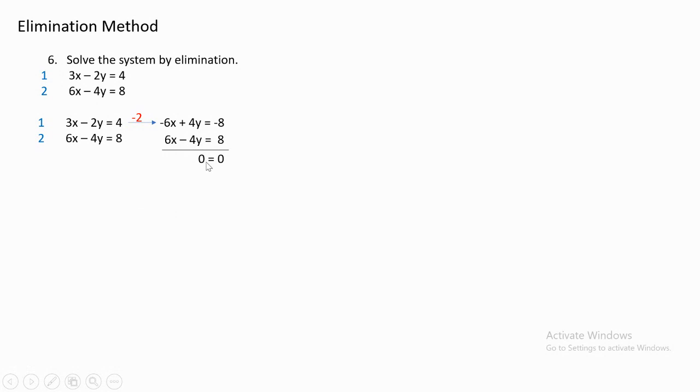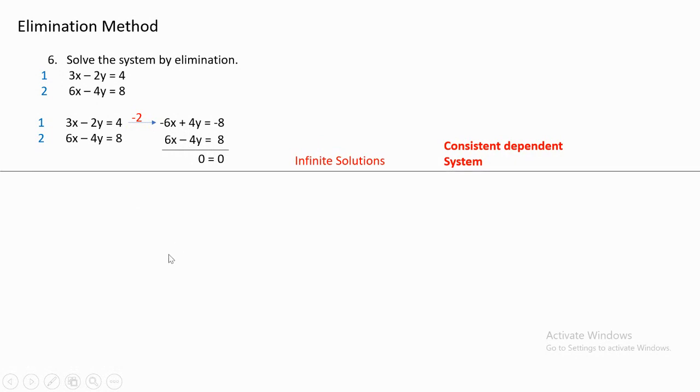Remember this one, guys? It was infinite solutions. Why? Because there's no x's or y's, and 0 does equal 0. So that means it's going to be infinite solutions. That was a consistent, dependent system. It's dependent because we can choose any value for x or y. Say we can choose any value for x, we're going to get a value for y. That means the y depends on the x, or vice versa.